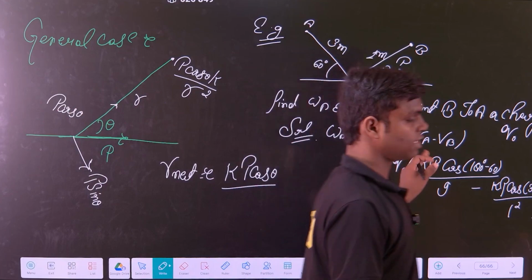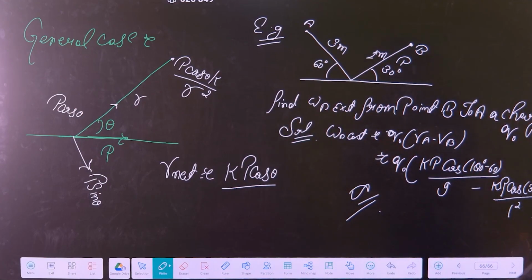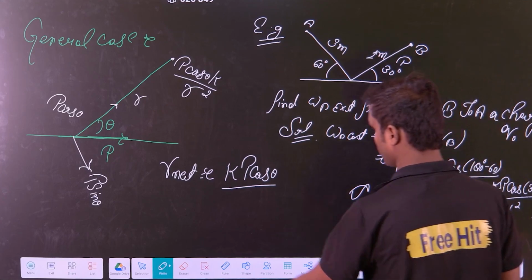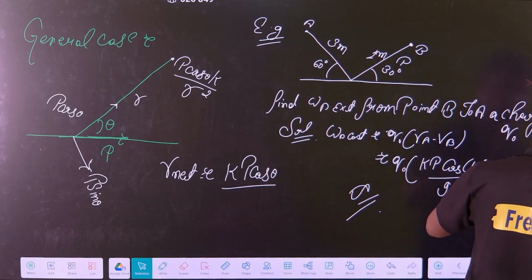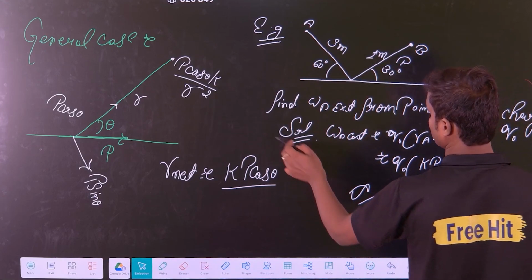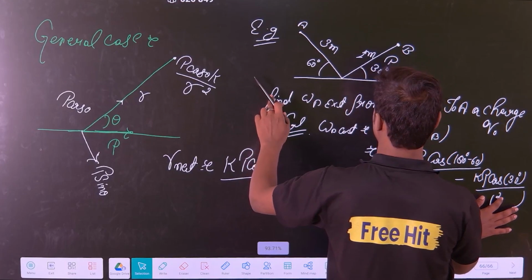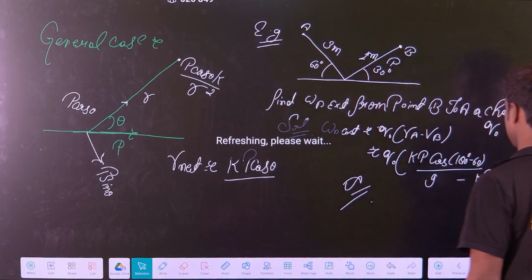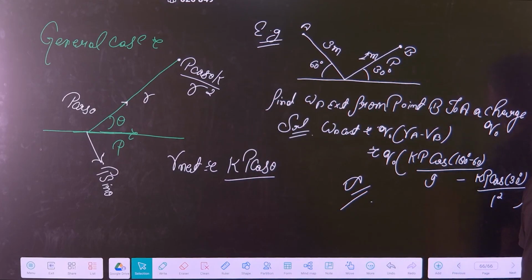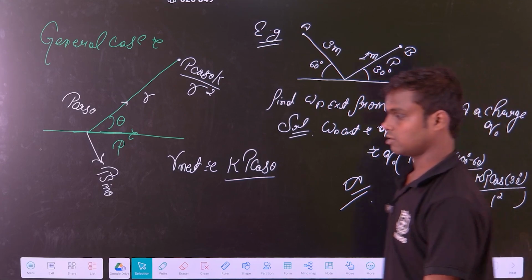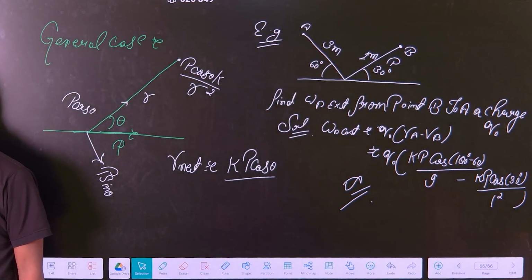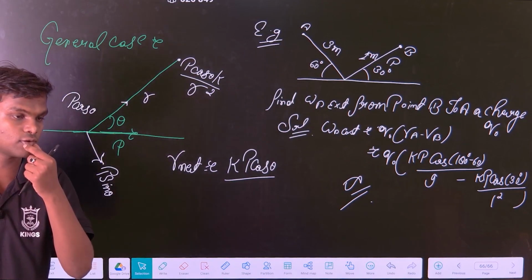If anyone has a doubt, please tell me. Any doubt? So that is the potential due to a dipole, and how to solve different examples on the dipole. Clear? Any doubt? Okay.